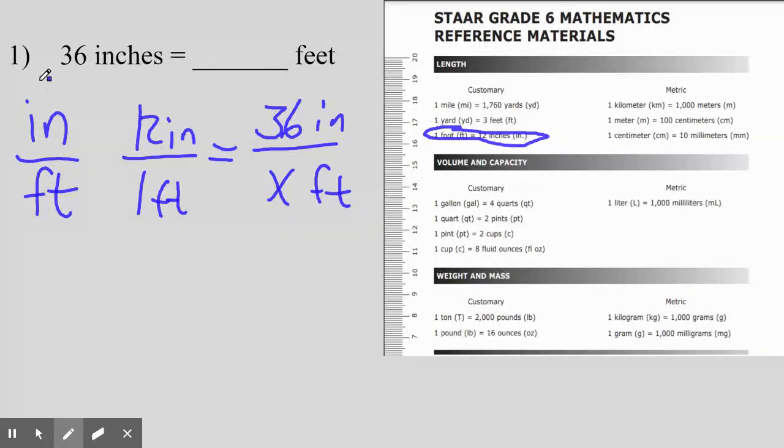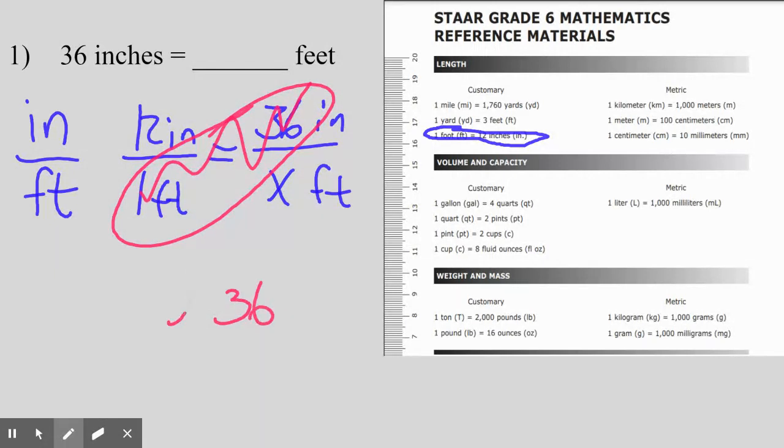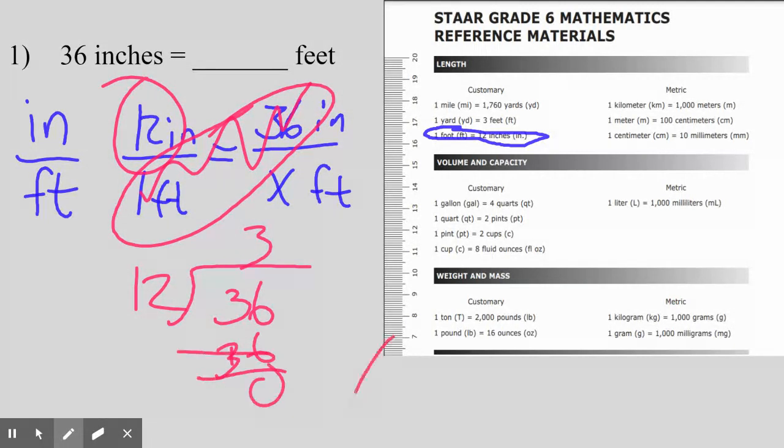Okay, so I'm going to check. Do I have my word ratio? Correct. Do I have my info given? Yes. Do I have the info from the problem? Yes. Now I am able to solve. So I'm going to cross multiply. So 36 times 1 gives me 36. So that'll go underneath my division sign. And I divide by whatever's left over, so by 12. And I get x equals 3 feet.